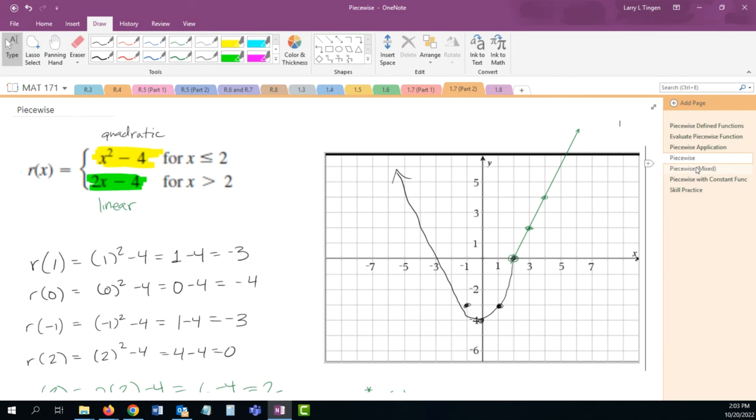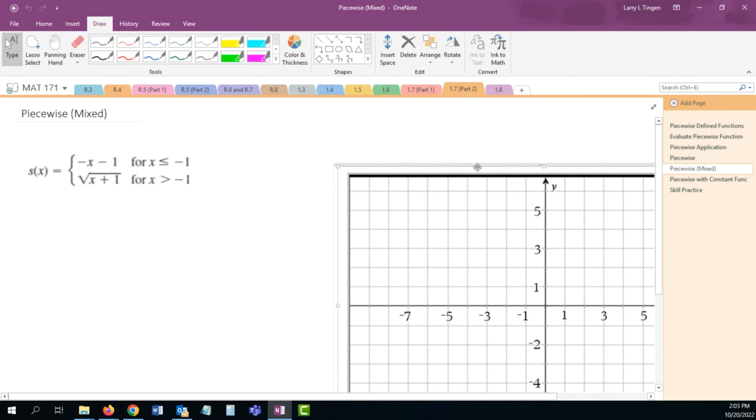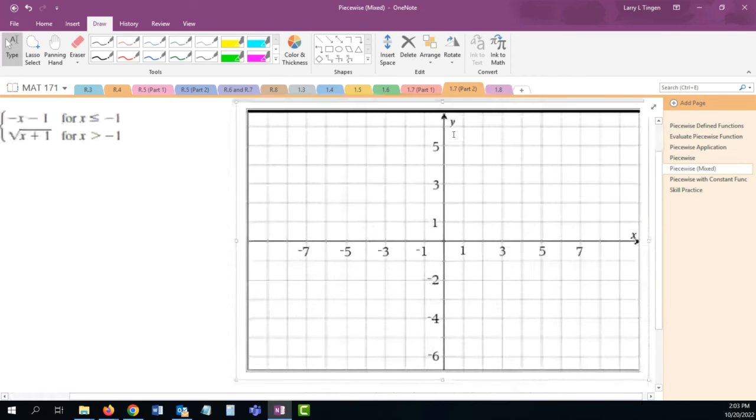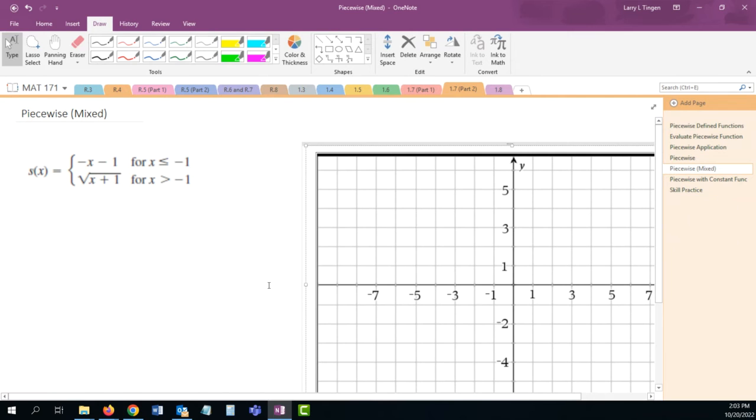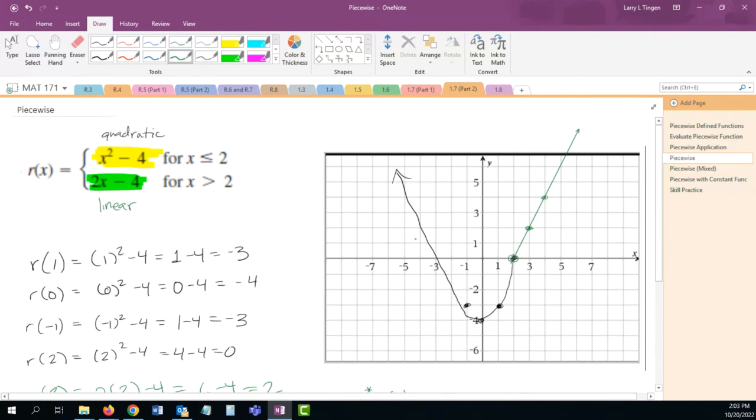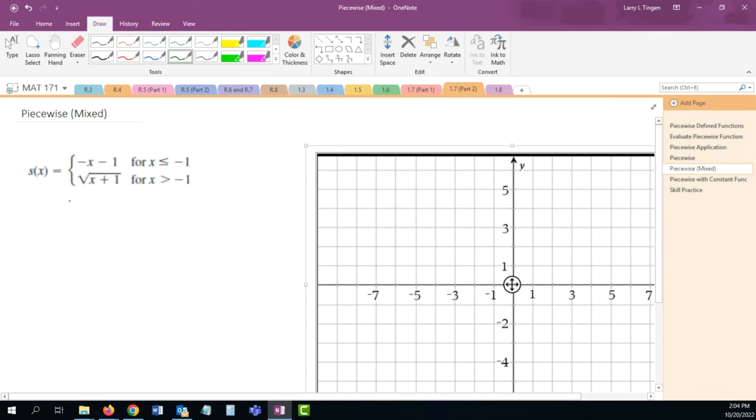All right, let's look at another one. Also, the parent functions that you've seen can be helpful, because you can get the idea of a general shape. I had a quadratic, that's a parabola. I had a linear equation, that's a line. So we kind of know what this is going to look like in the end. Now, I have s of x: negative x minus 1 when x is less than or equal to negative 1, and the square root of x plus 1 for x greater than negative 1.